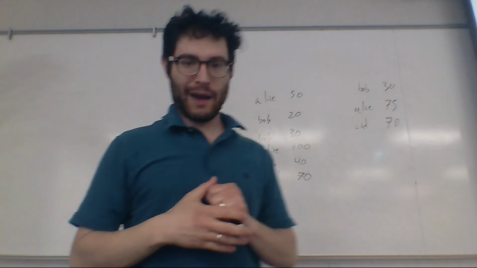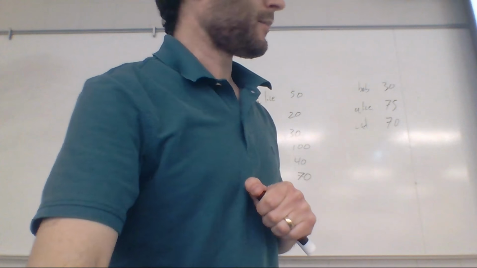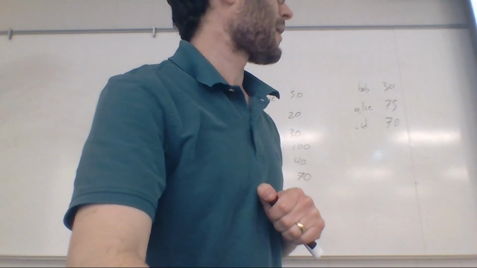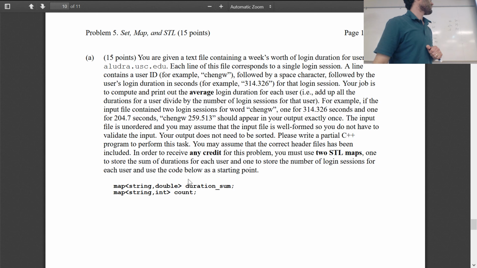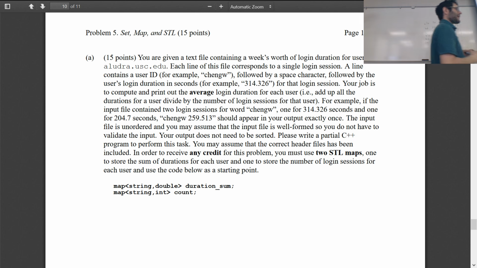So we need to use maps for this problem. In fact, they enforce that on the problem, saying you need to use the STL, standard library, maps. And they tell you want one for the duration sum. In other words, the sum of how long everybody was logged in for, okay? And count, which keeps track of the number of times each user was logged in. So this is a 2-part problem, which is why I kind of like going over it.